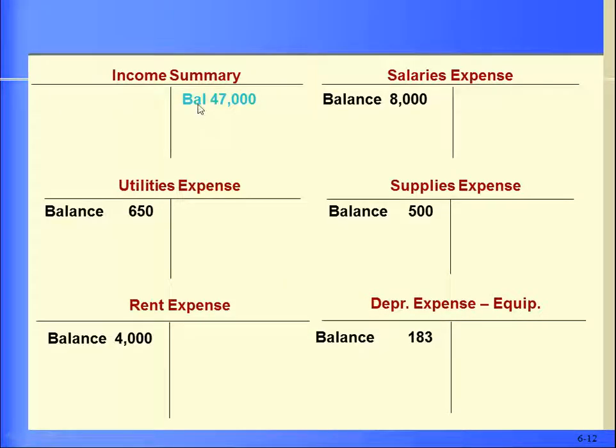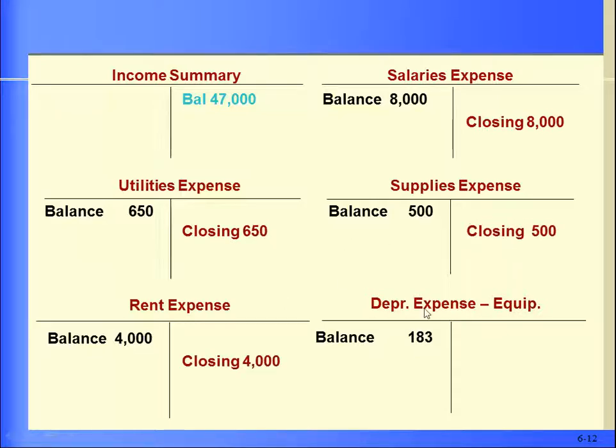So here we go. Income summary has a balance, which we just did. We closed that revenue. So utilities expense, these are the running balances. So utilities 650, rent 4,000, and so on. So we're going to close salaries expense, close utilities expense, see how these are making it 0, and close all of these accounts, including depreciation expense. And the total of all these will be 13,000.